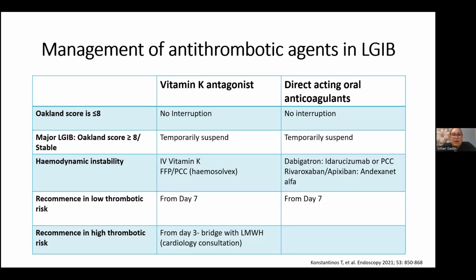So let's talk now about the management of antithrombotic agents in patients with lower GI bleed, given that many patients presenting with lower GI bleed may be taking any number of these treatments. Up to about 30% of patients presenting with a lower GI bleed may be taking anticoagulant or antiplatelet treatments. The management of these patients often requires an MDT approach because you're considering the severity of bleeding, the risk of rebleeding, and obviously the patient's thrombotic risk, and all these things need to be weighed up.